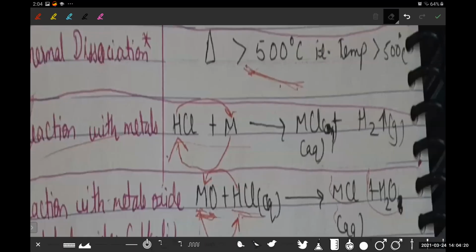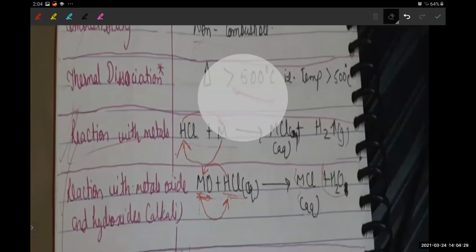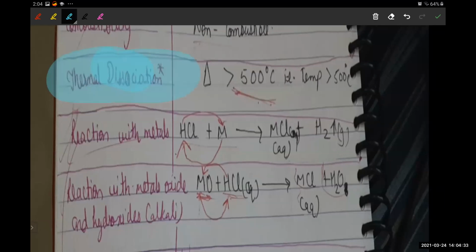In the last session, we were discussing the chemical properties. We'll be continuing from the same thing again. So thermal decomposition, I've already told you all what thermal dissociation is. You can just refer to the previous video to know about it if you don't. Next, we talk about reaction with metals.